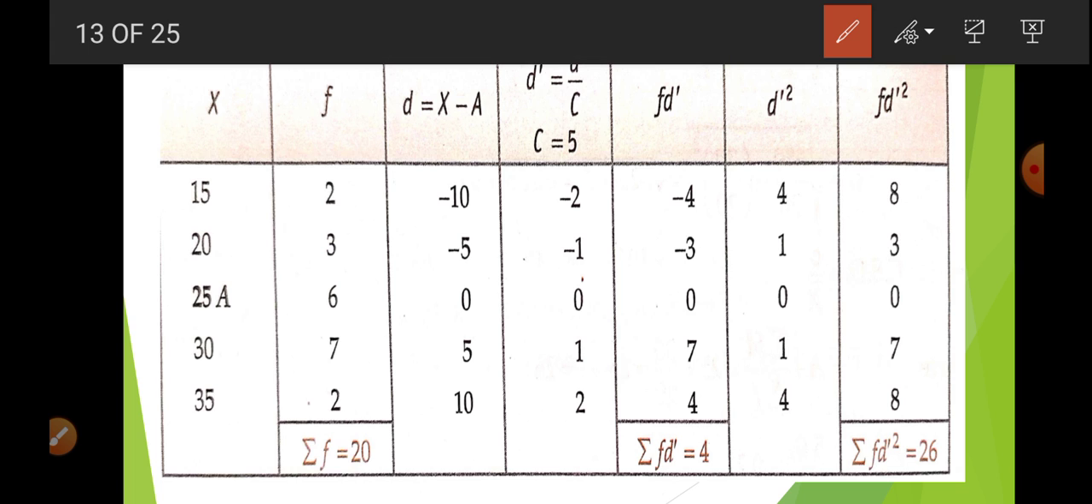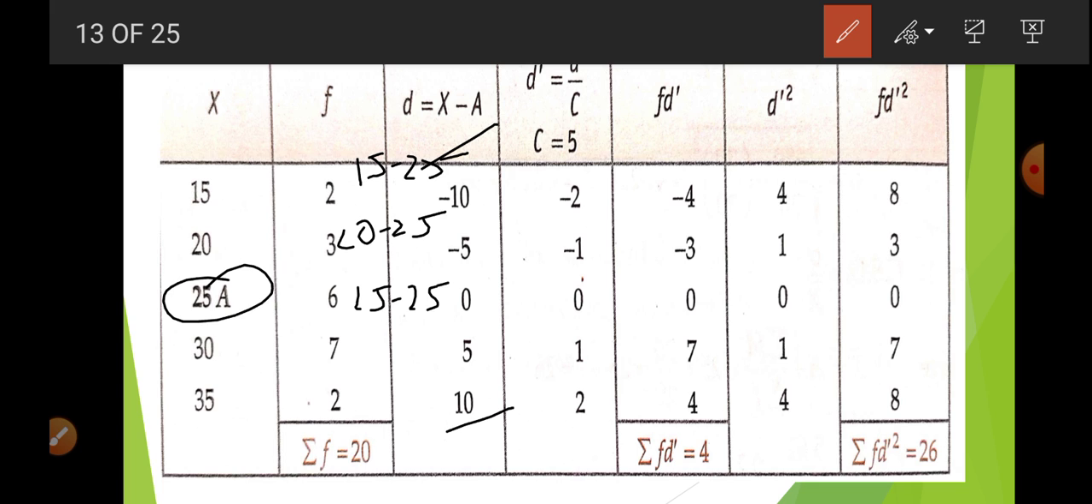Okay, so 25 is the assumed mean. Now d is calculated. I already told you, we are going to do 15 minus 25, then 20 minus 25, then 25 minus 25, then 30 minus 25, and then 35 minus 25. Okay, so we get the values of d.